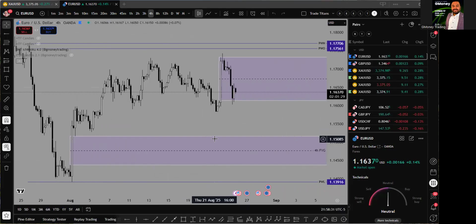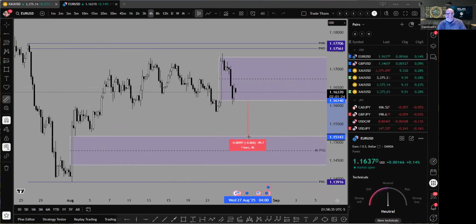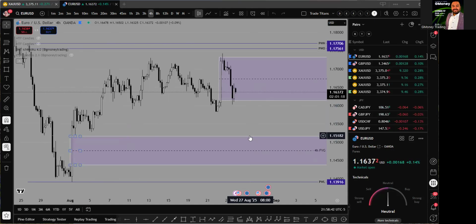How many pips is that? Oh, that'd be beautiful. Let's see. Right now, from here to here, 97. Yep. All right, let's continue this. I like this top-down analysis.